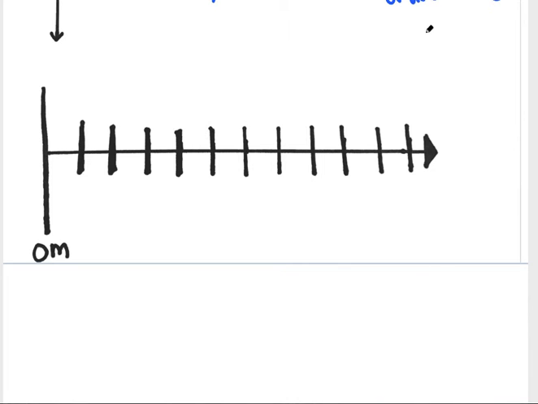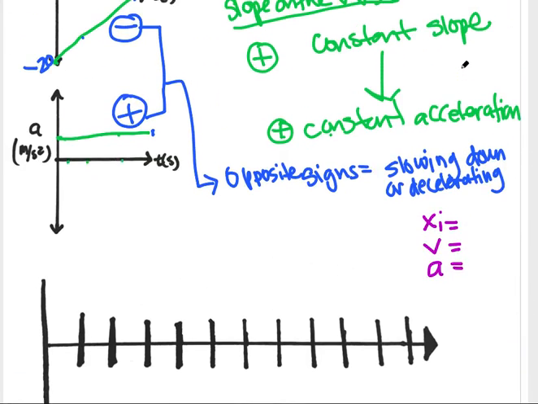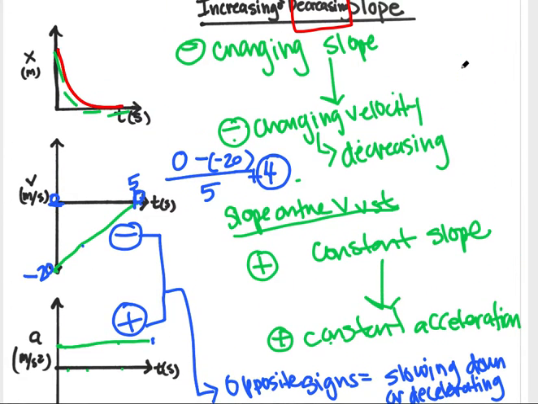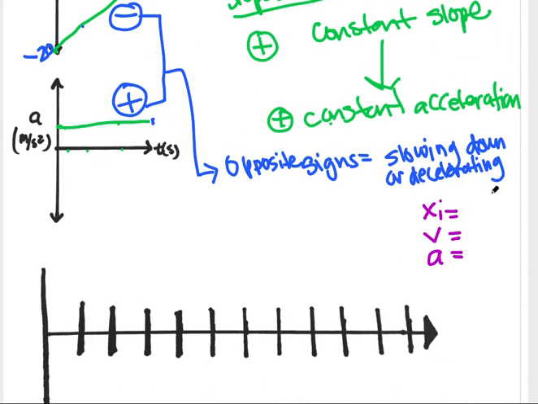Okay, so here we go. Let's do our legend. Initial position, velocity, acceleration. Where do we go to look for our initial position? We go to our position time graph. It's positive. It starts off here, a positive position. And then we have a negative decreasing velocity and a positive constant slope. So positive initial position, negative decreasing velocity, positive constant acceleration.